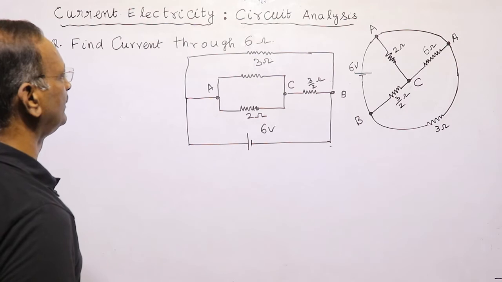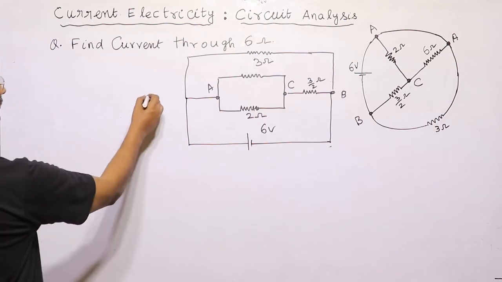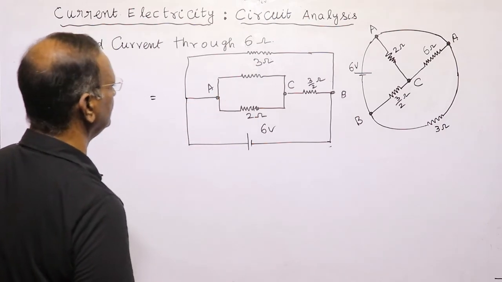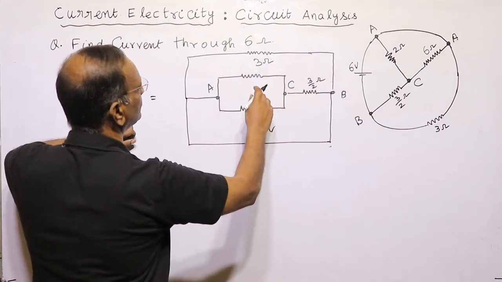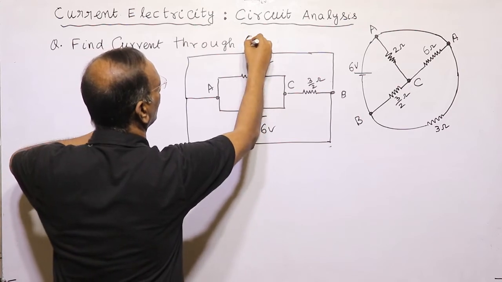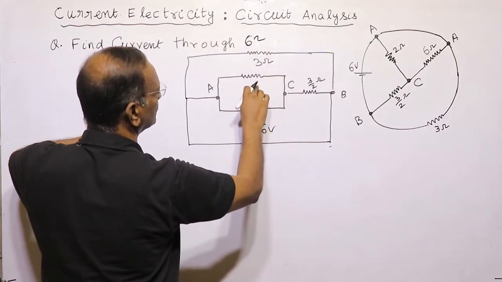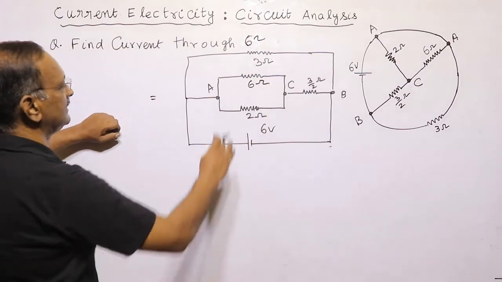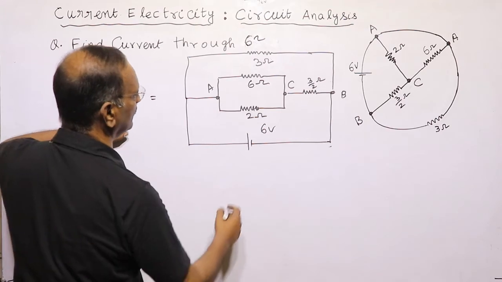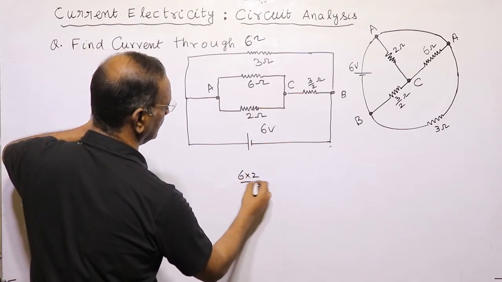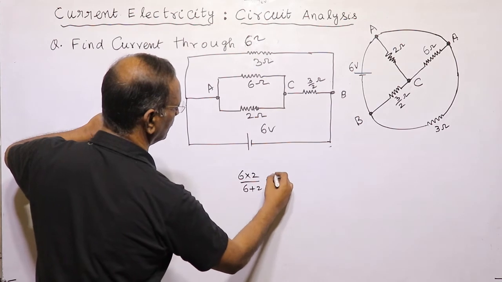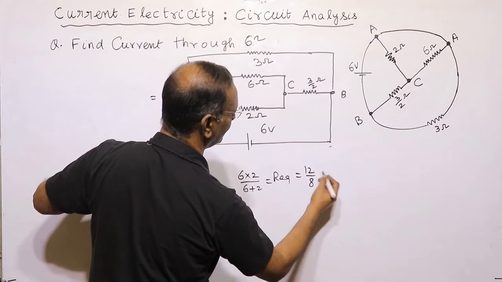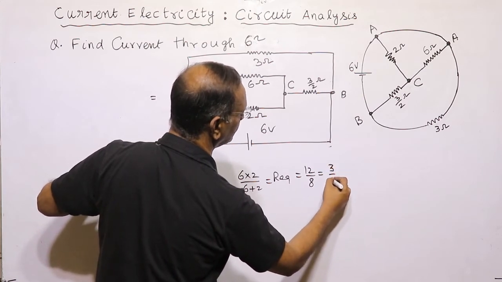Now we have to find out equivalent resistance. See, this and this are parallel. This is 3 ohm, this is 6 ohm, A and C 6 ohm. This and this are parallel, so 6 into 2 divided by 6 plus 2 is equal to R equivalent, which is equal to 12/8, which is equal to 3/2.